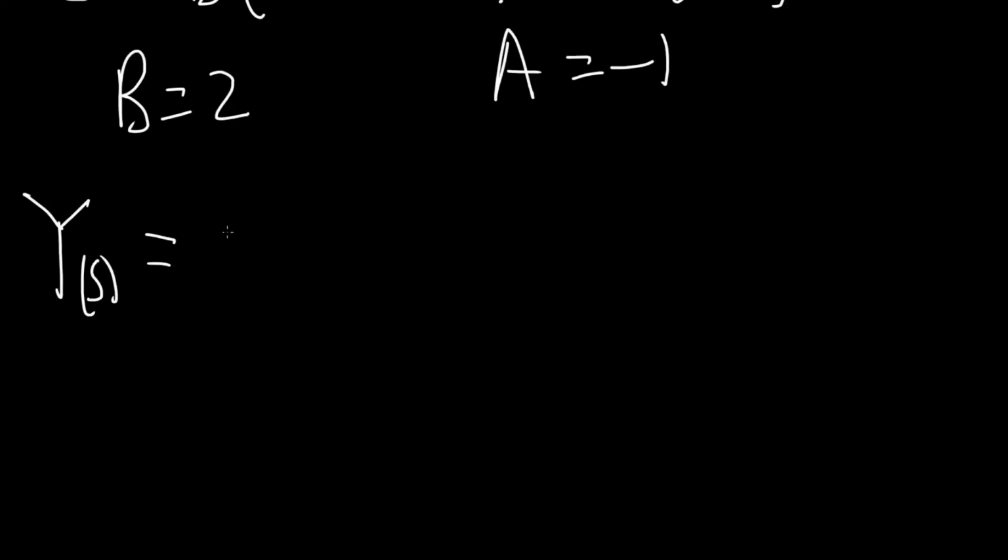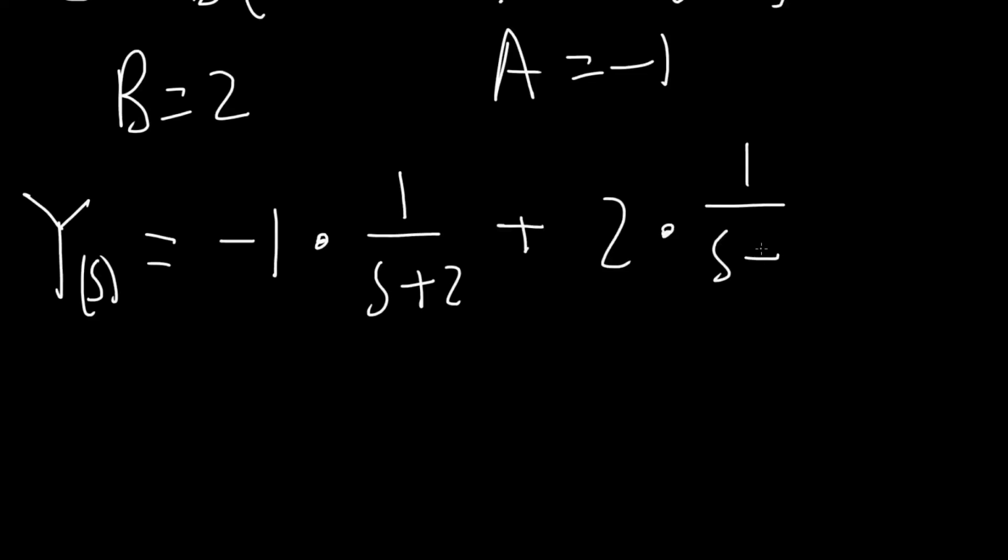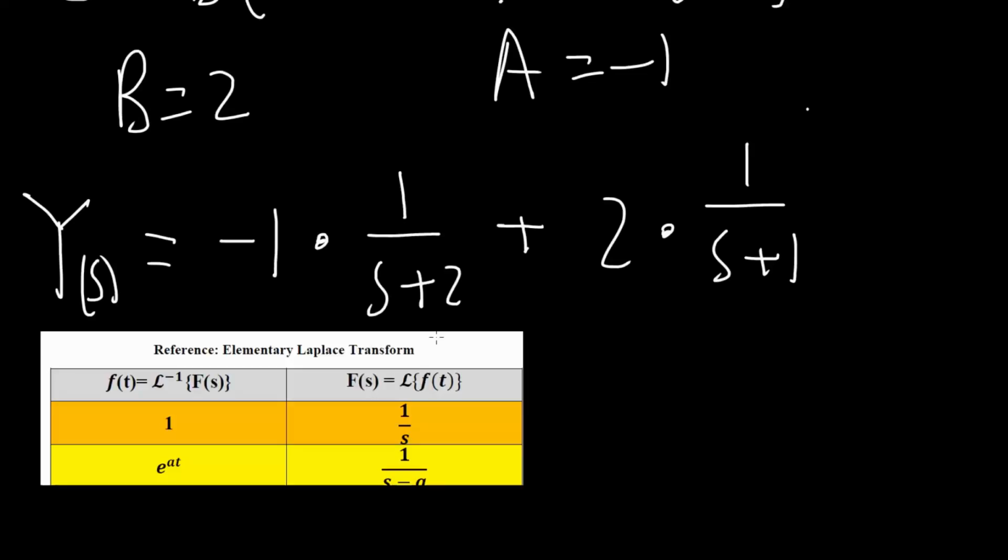is equal to minus 1 times 1 divided by s plus 2, plus 2 times 1 divided by s plus 1. And by having it in this form now, it's going to be very close to this. e raised to at is equal to 1 divided by s minus a. And so what we have is 1 divided by s minus (minus 2) and 1 divided by s minus (minus 1). And so in both of these cases, a is going to be negative 2 for this, and a is going to be negative 1 here.